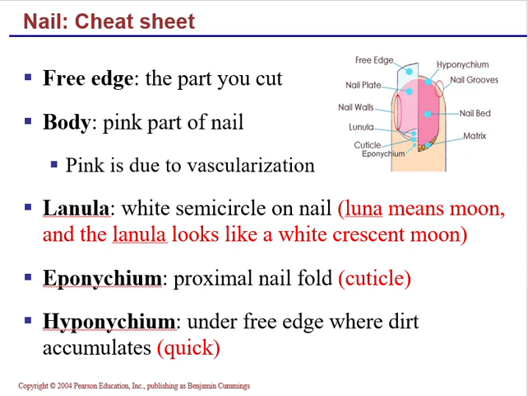There's also the lunula, that's a white semicircle on the nail, and luna means moon, and the lunula looks like the white crescent moon. Well, there's also an eponychium, a proximal nail fold, also known as your cuticle, and the hyponychium, or the quick, the part under the free edge. Now, this is where dirt accumulates. So, eponychium and hyponychium you're probably familiar with, but you probably call them cuticle or quick.